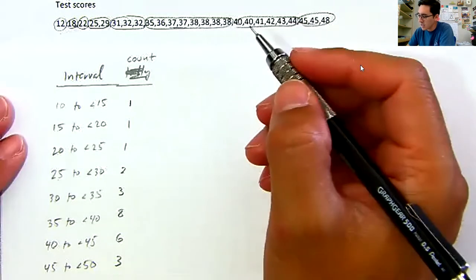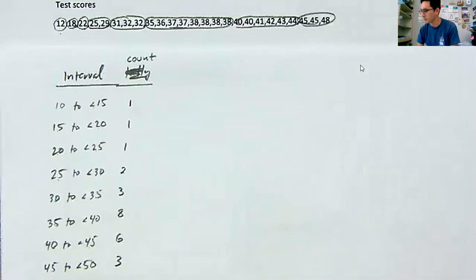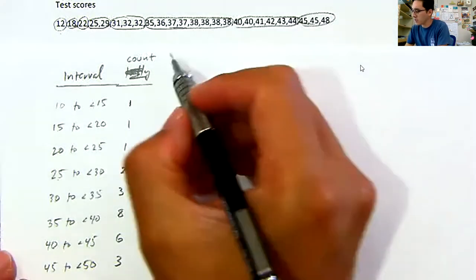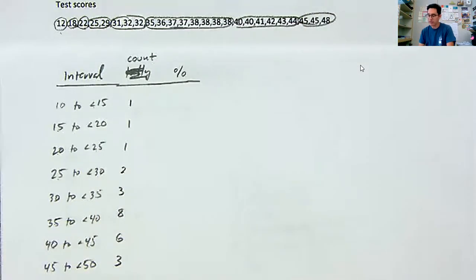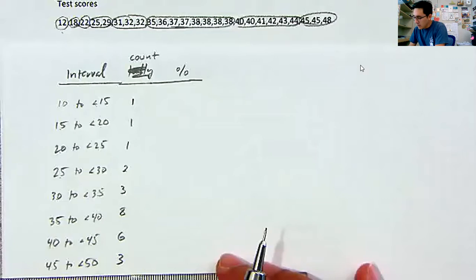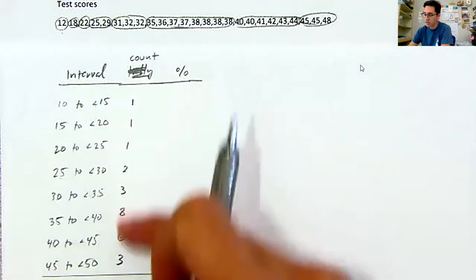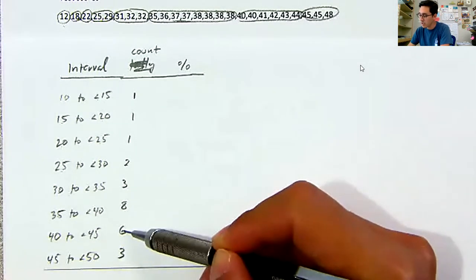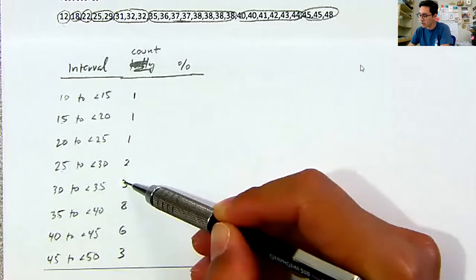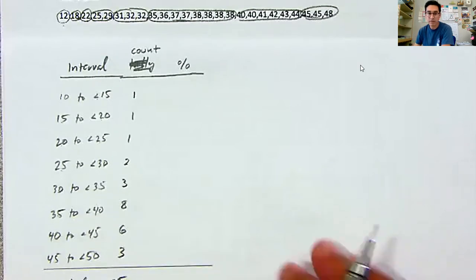All right, so next, I guess this is enough. We can graph it now. Well, let me see. Let's just do percentage as well. All right, maybe I want to do a relative frequency graph. To get to percentages, I have to divide each count by the total. I first need to know what that total is. 1, 1, 1, 2, 3, 8, 6, 3. Okay, so the total is 25.